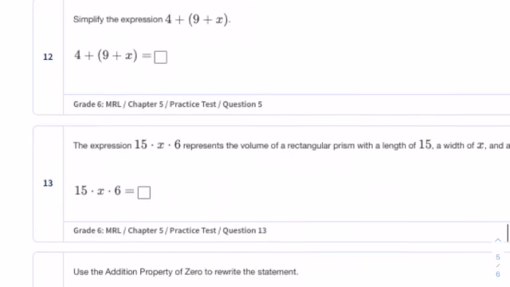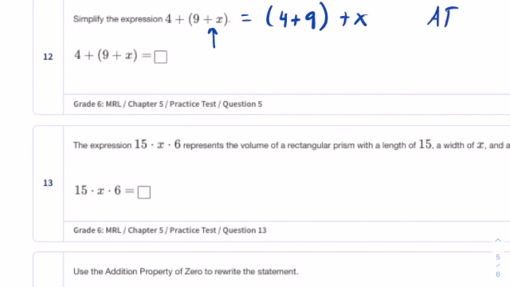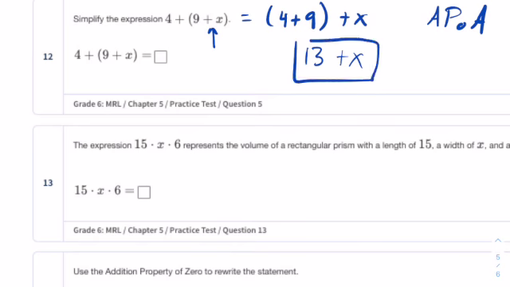Next, number 12, simplify the expression 4 plus (9 plus x). Okay, let's do it. Well, it's telling me PEMDAS, you remember PEMDAS? PEMDAS wants me to do 9 plus x first, but I can't actually do that. But thankfully, because of the associative property, I can rewrite this problem to be (4 plus 9) plus x. That's the associative property of addition, lets me do that. And then I can add the 4 and the 9, so that will be 13 plus x as the answer.